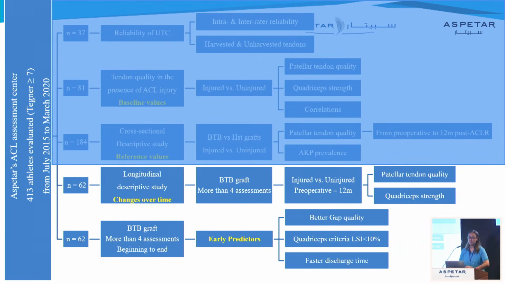So the final study is the longitudinal one, which follows the patients from beginning to end, and included only 62 patients. As we know, it's very hard to have a complete data set for a patient. In this case, we included people with more than 4 assessments, out of a total of 9 possible during the first year. We also wanted to compare the patellar tendon quality and quads strength, and see if we could predict what could make the harvest gap, the donor site, heal better during the rehabilitation.